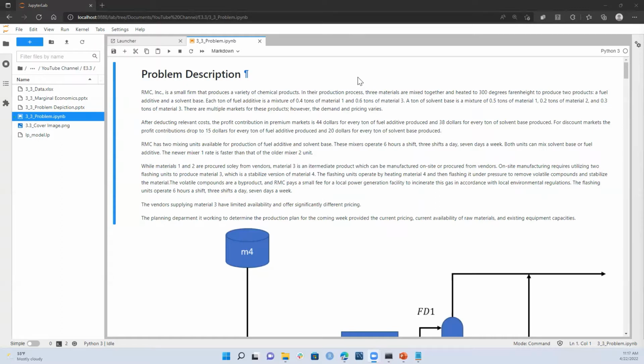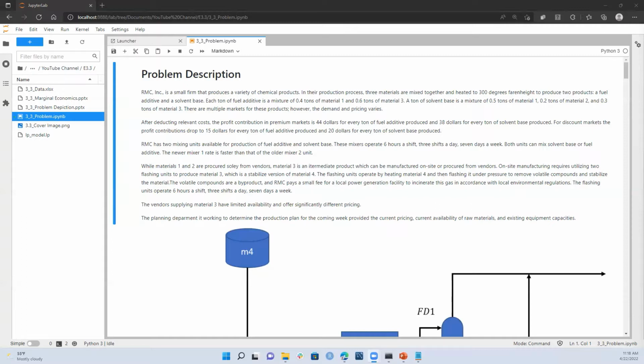On-site manufacturing requires utilizing 2 flashing units to produce material 3, which is a stabilized version of material 4. The flashing unit operates by heating material 4 and then flashing it under pressure to remove volatile compounds and stabilize the material. The volatile compounds are a byproduct, and RMC pays a small fee for a local power generation facility to incinerate this gas in accordance with the local environmental regulations. The flashing unit operates 6 hours a shift, 3 shifts a day, 7 days a week. The vendors supplying material 3 have a limited availability and offer significantly different pricing.